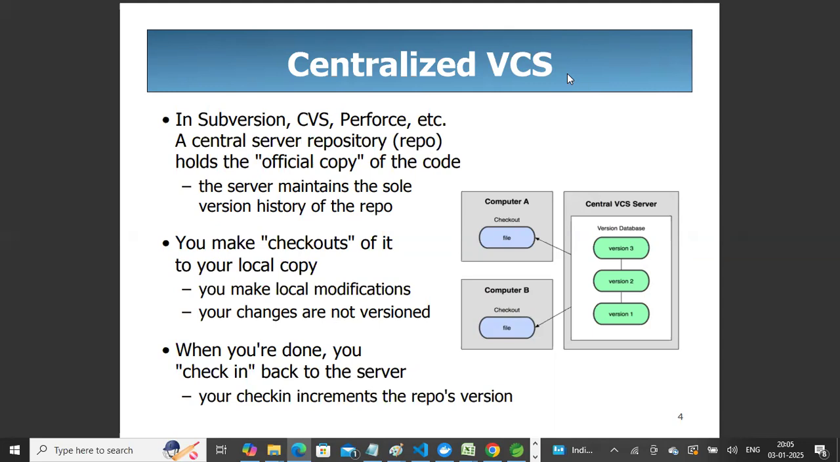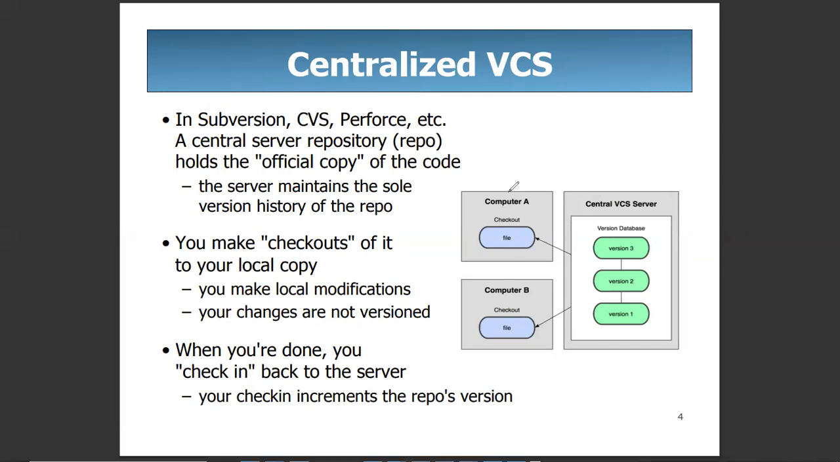Let's understand. Suppose, guys, when you are working on a project, there are multiple developers working. Each developer develops some piece of code. Suppose developer A and developer B. This is developer A's machine, and this is developer B's machine. Developer A develops some piece of code and developer B also develops some piece of code on their own local machine.